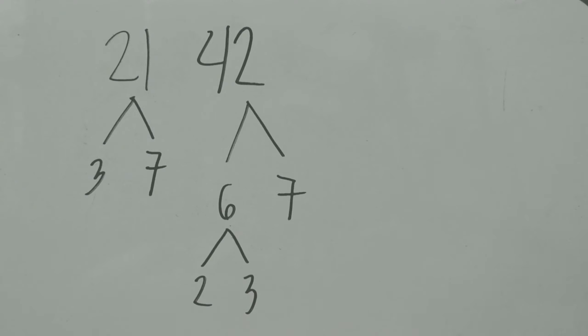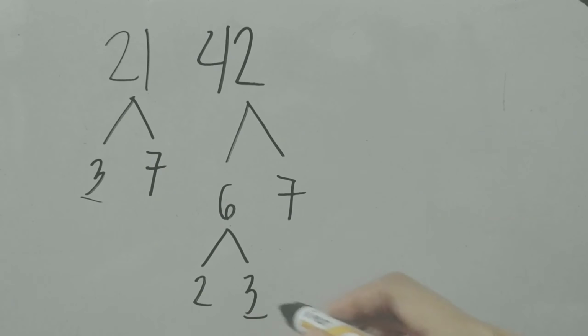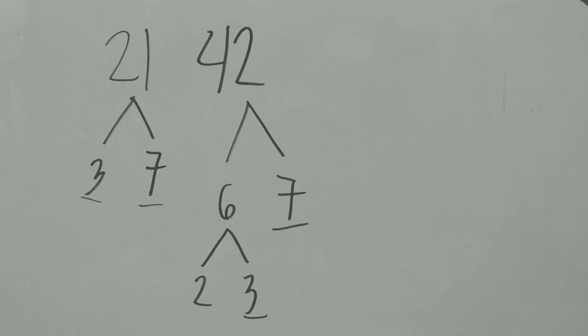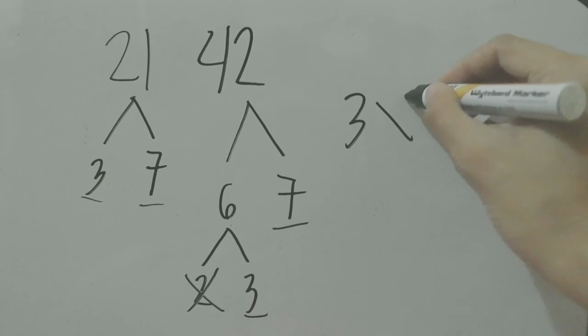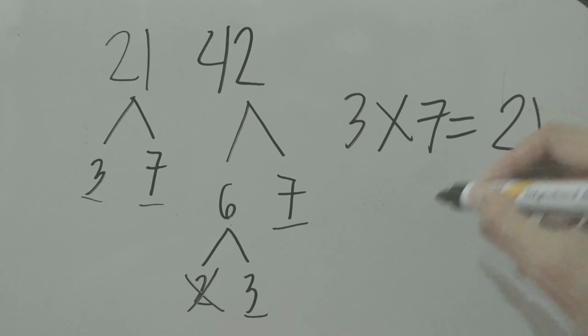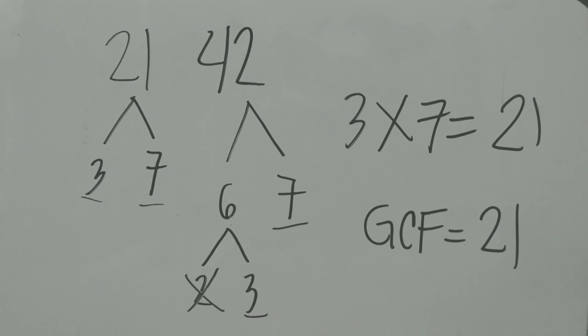So we're going to look at the prime factors of 21 and 42. What are the common factors? We have 3 here, and we also have 3 here. We have 7 here, and we also have 7 here. We don't have 2 in 21. So it means that their common factors are 3 and 7. We are going to multiply 3 and 7. So 3 times 7 equals 21. Therefore, the GCF, or the greatest common factor, of 21 and 42 is 21.